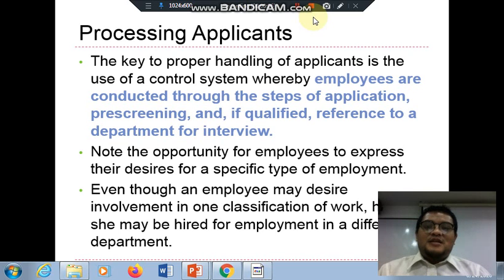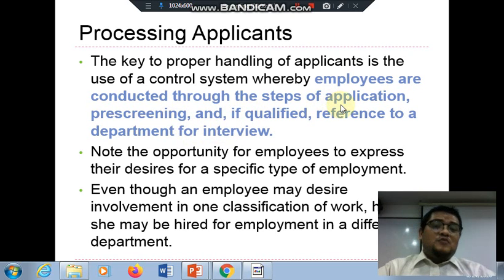So now we are talking about how to process the application. After you have communicated with all the sources and you have advertised in flyers or radio, we said just now, there will be applications coming in, and these applications will go through the process conducted by the human resource department. So job seekers are conducted through the steps of application, pre-screening, and if qualified, reference to department for interview.